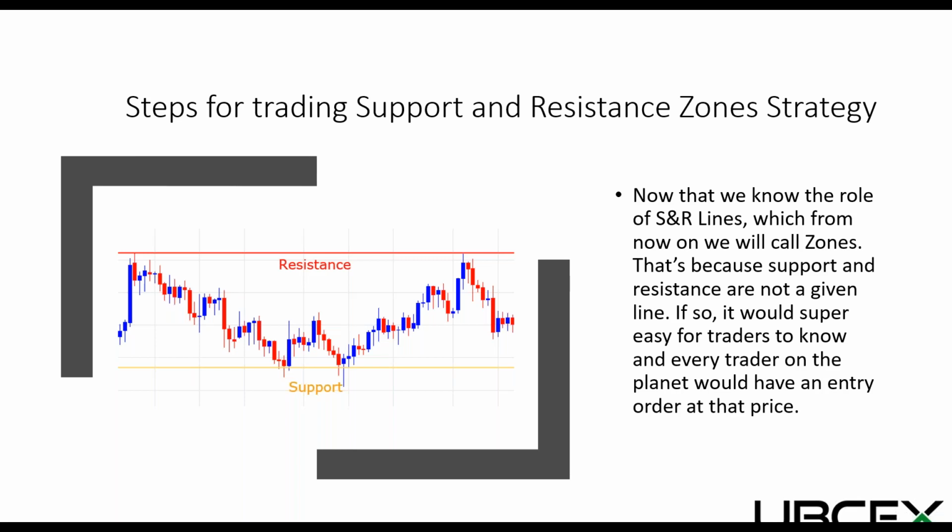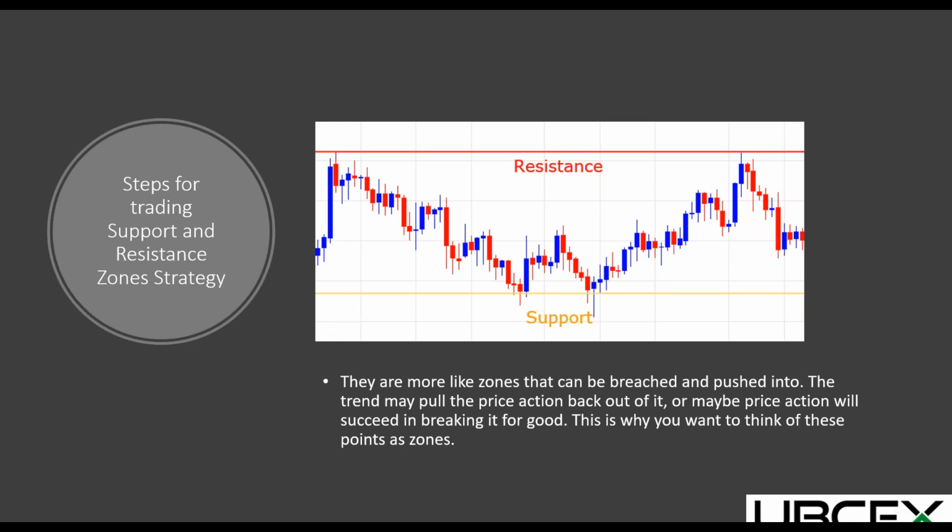If they were exact lines, it would be super easy for traders to know exactly what every trader on the planet would do and have an entry order at that specific price. So as you see, we eyeballed these. I didn't go back and measure whether this is exactly 113.08 or 111.12. I see a level where price is important, whether it's 1 pip up or 1 pip down, it's not important. All I'm doing is getting these levels.